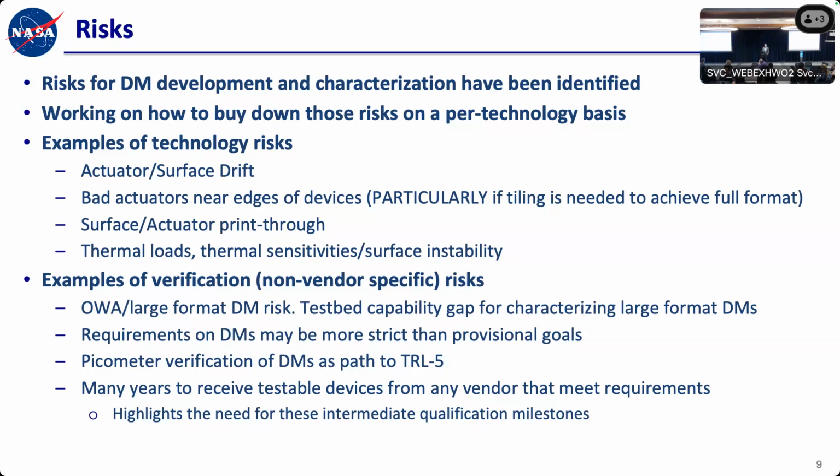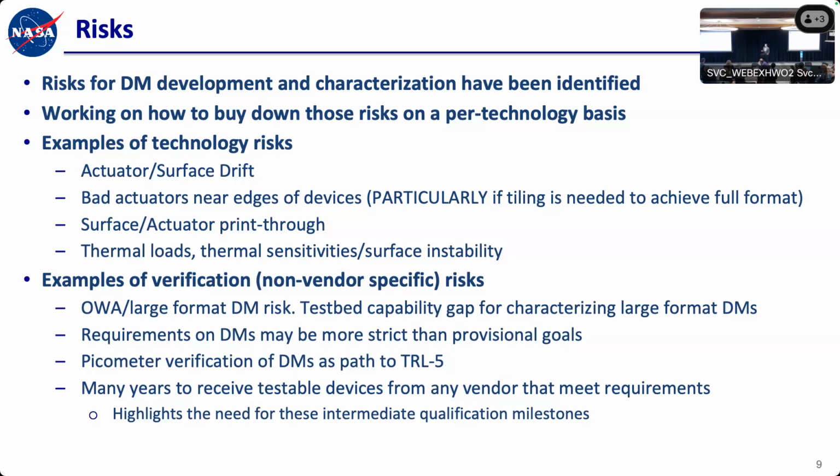There are also risks on our own verifications. One is the outer working angle that we get with the large format DMs. There's a gap there in the technology development plan with the coronagraph. We can't do that with the smaller format DMs directly. We kind of have to build up to that. And then requirements on the DMs. There's always this one, right? Maybe we have a requirement that should be more strict than what we're planning right now. I'm looking at you, Ultraviolet.